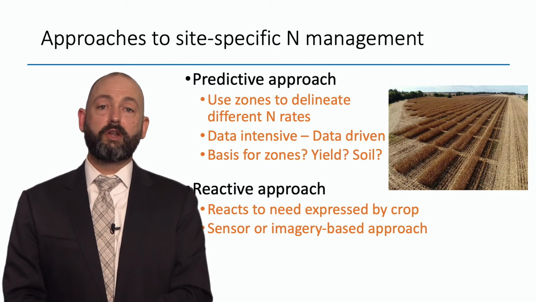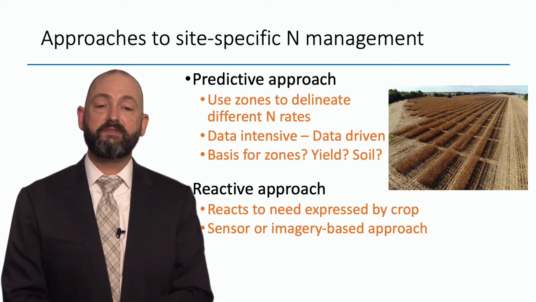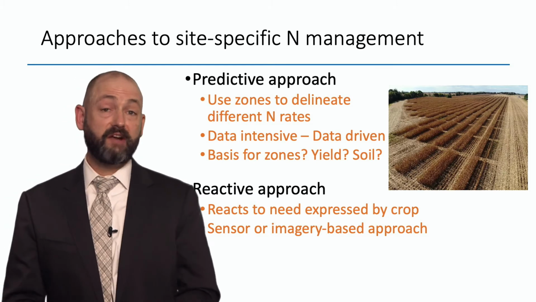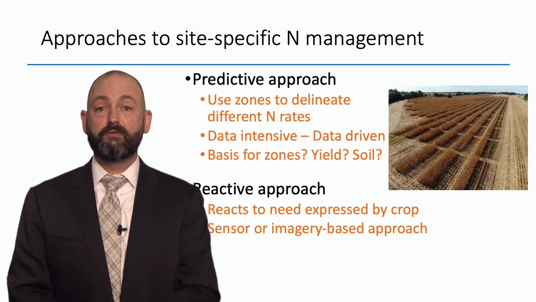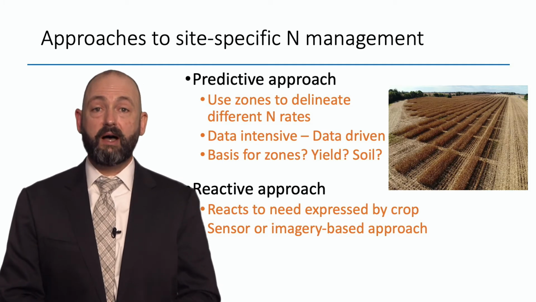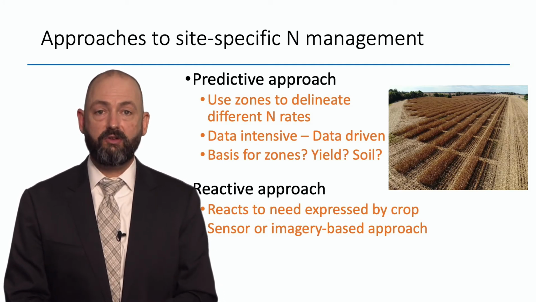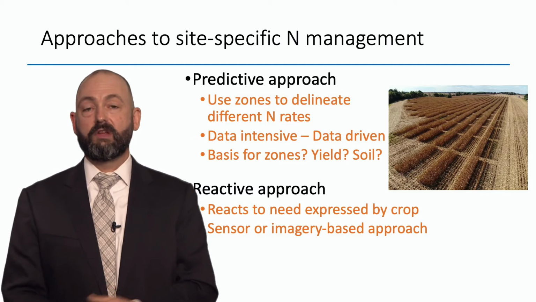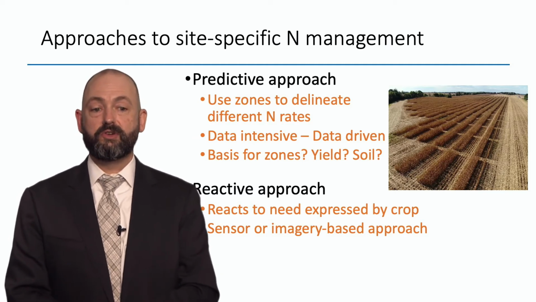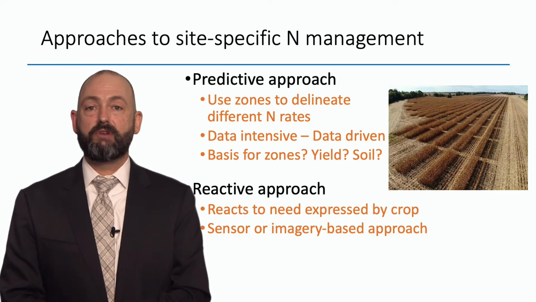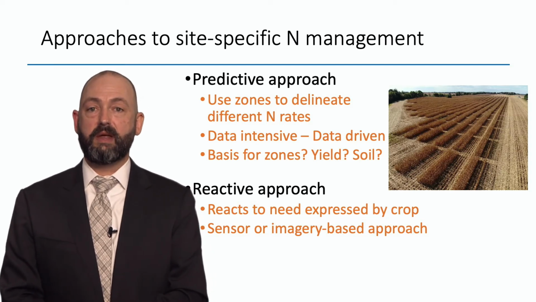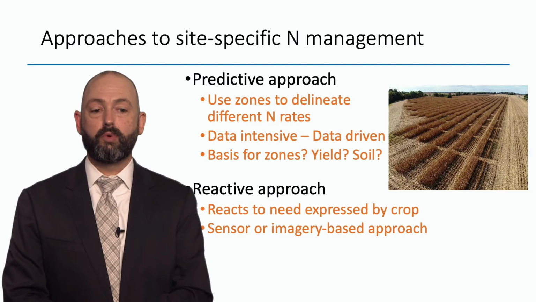But I think if we want to do real precision ag within the field, we have to get to this reactive approach, where actually at the beginning of the season we don't know how much nitrogen we're going to apply. But the reactive approach responds to need expressed by the crop, and it's going to rely on things like sensors or imagery to come up with the right rate. But key to the reactive approach is in-season nitrogen management. So all of a sudden timing becomes very important.